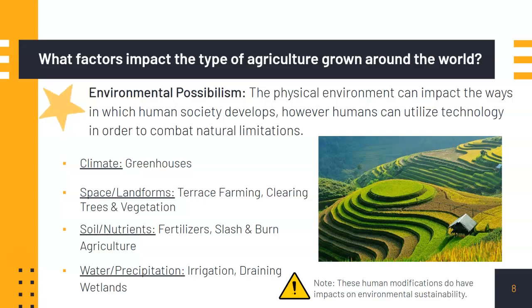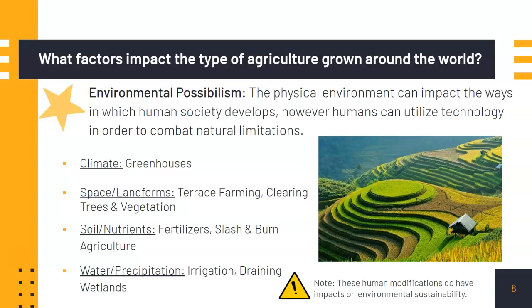Water and precipitation are often limiting factors in agriculture, but technologies like irrigation have transformed arid and semi-arid regions into productive farmland. From ancient aqueducts to modern sprinkler systems, irrigation allows farmers to supply water to crops when rainfall is insufficient. Additionally, techniques like draining wetlands have created farmland in areas where water previously dominated, such as the Netherlands. While these methods increase agricultural output, they also have significant environmental consequences, including habitat destruction and water resource depletion.